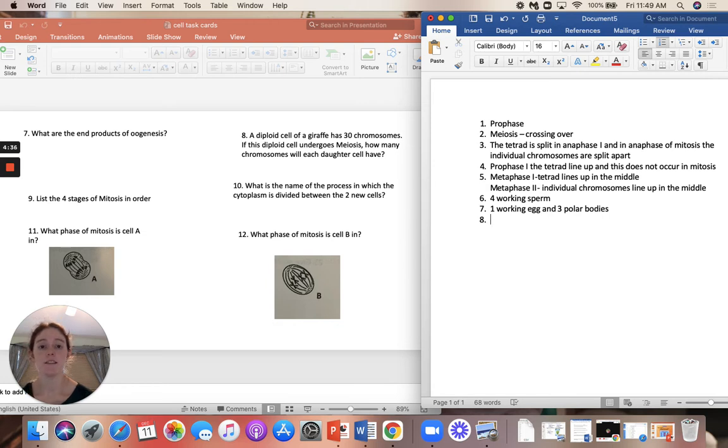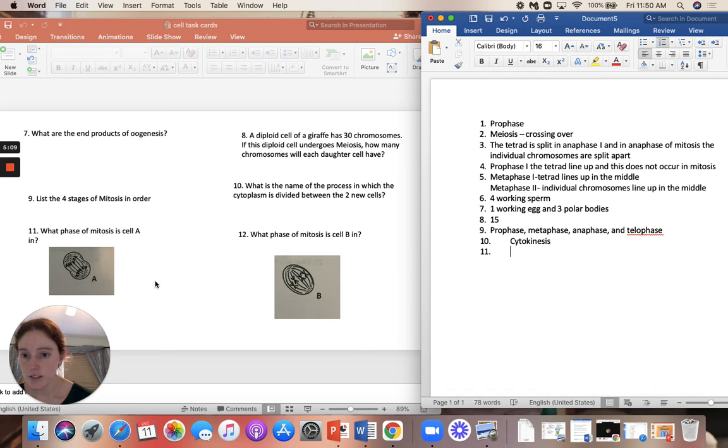So that means that that cell is going to become haploid, which would be half the number, so it'll have 15. List the 4 stages of mitosis in order. That's PMAT, prophase, metaphase, anaphase, and telophase. What is the name of the process in which the cytoplasm is divided between the 2 new cells? That's cytokinesis.